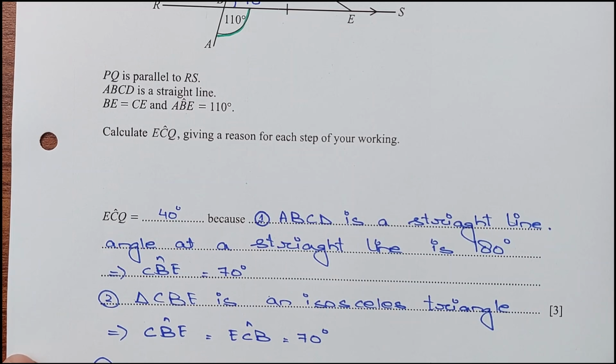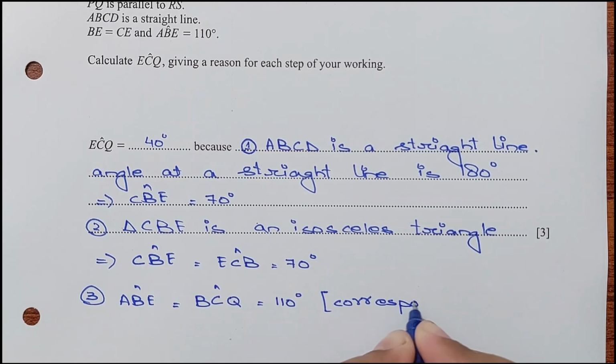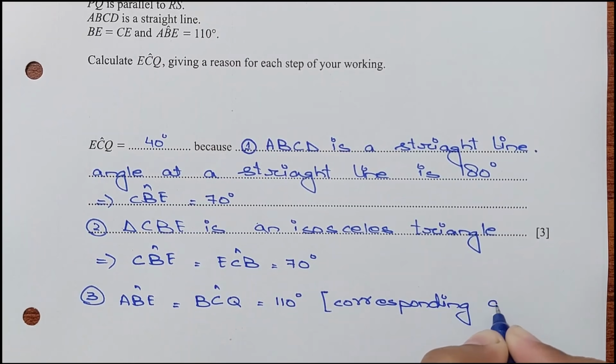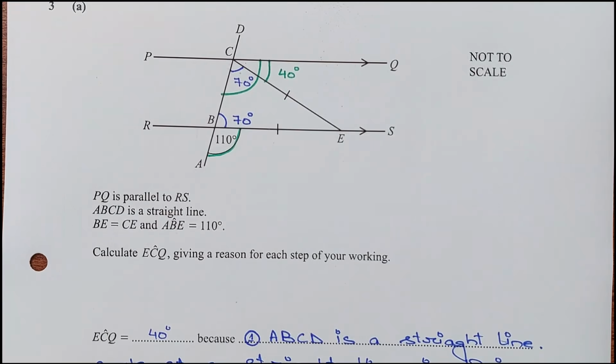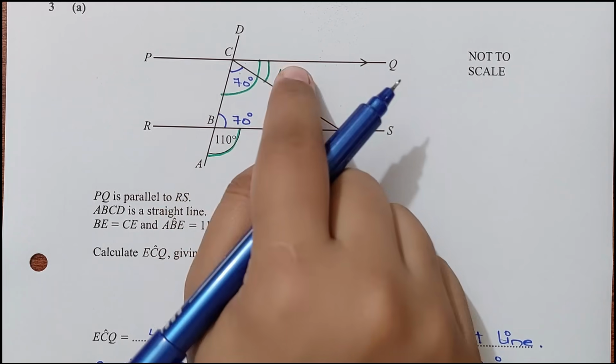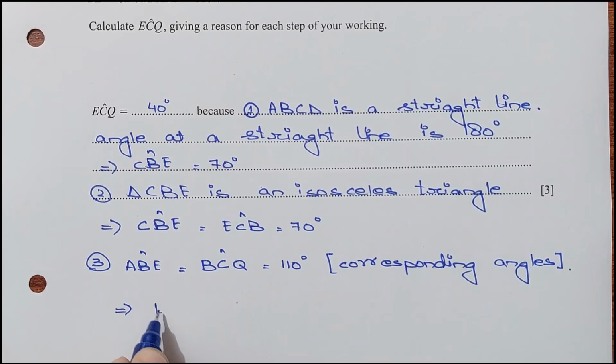The third reason is angle ABE is equal to angle BCQ. This is 110, corresponding angles are equal. These are corresponding angles, right? These two are the same, they are corresponding angles, so we can find the other one, which is 70. So from here this implies the angle ECQ is 40 degrees. I hope all the steps are clear now.